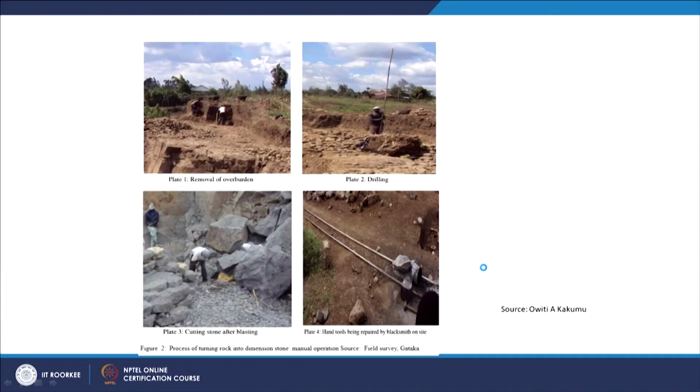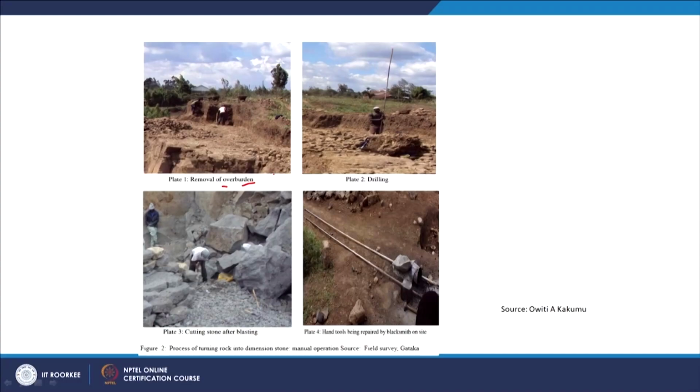Now, looking at the process, one person I would like to refer to is Oviti Akumu from the University of Nairobi, who was also a colleague of mine and worked on stone quarrying. He is a building economist, and he was working on how to streamline artisanal dimension stone. In fact, he looked at the processes.